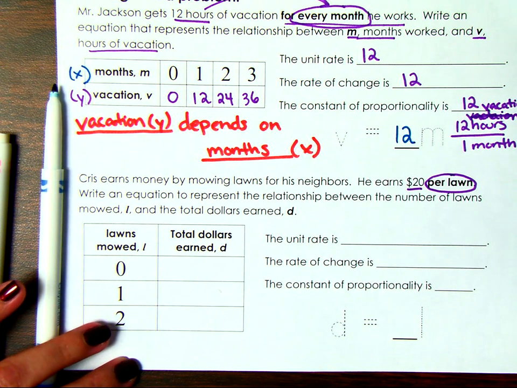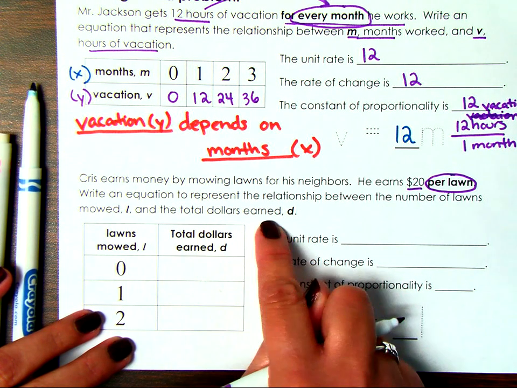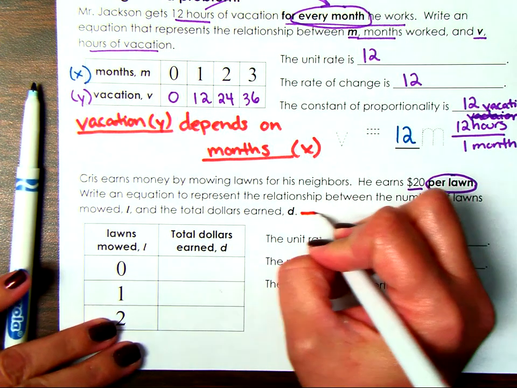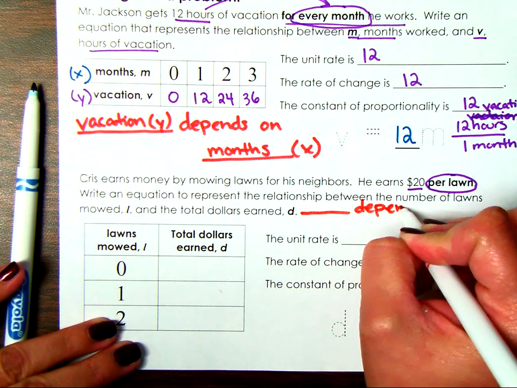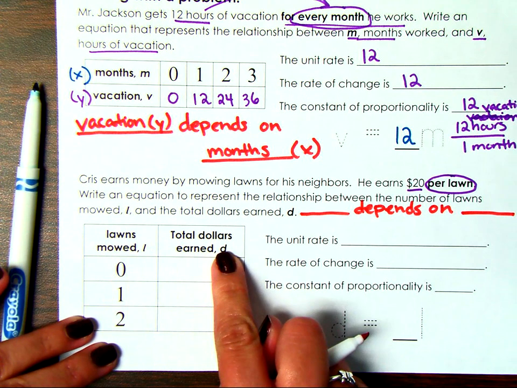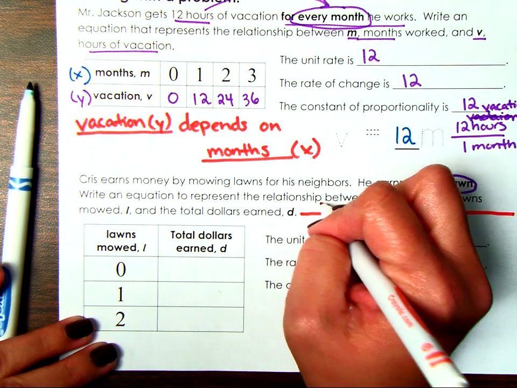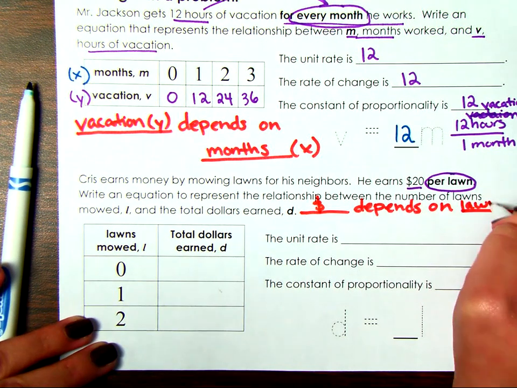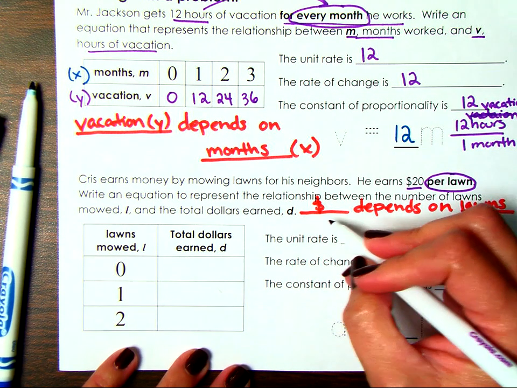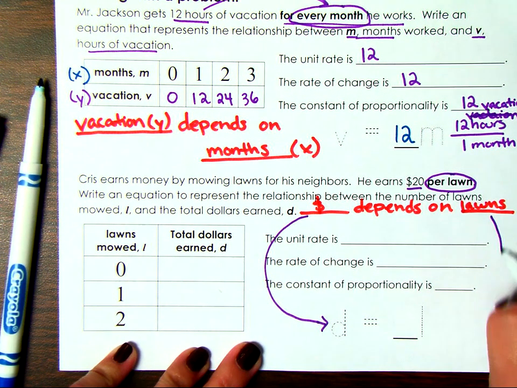Okay. Write an equation to represent the relationship between the number of lawns mowed L and the total dollars earned D. And again, this makes sense because we have 2 different things happening. Blank depends on blank. Well, does your lawns depend on your money earned, or does your money earned depend on the lawns? Hopefully you said the money depends on the lawns. Okay? So when we do that, the money is my dependent, and the lawns is my independent.